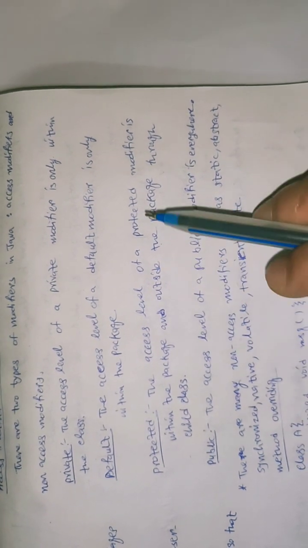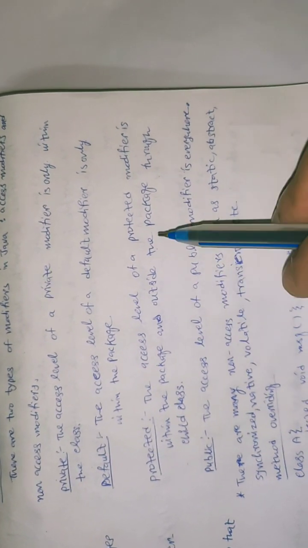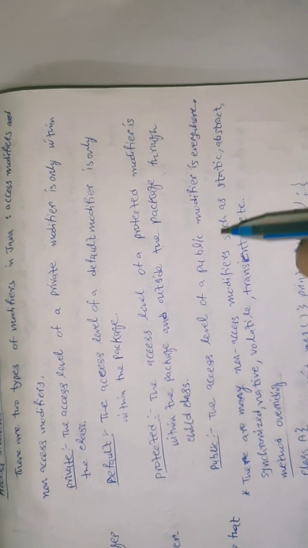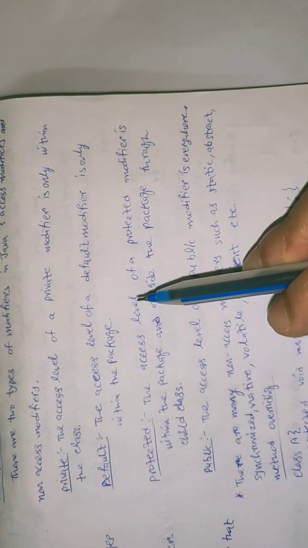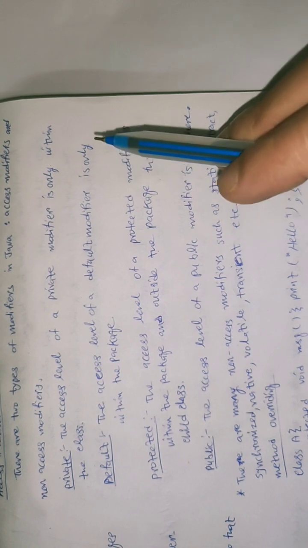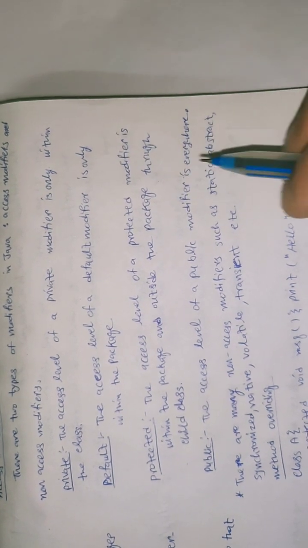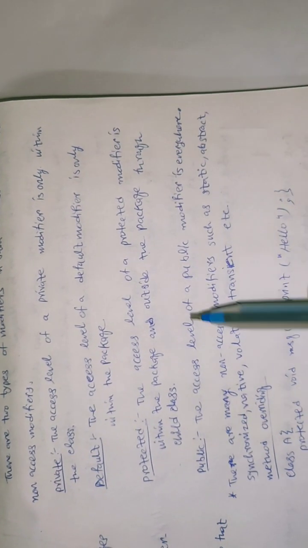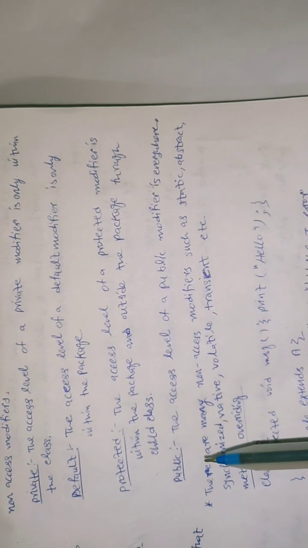Protected: the access level of a protected modifier is within the package and outside the package through a child class. Suppose there is a package, inside that it is accessible everywhere, but outside the package it is accessible only inside the child classes. Public means it is accessible everywhere.